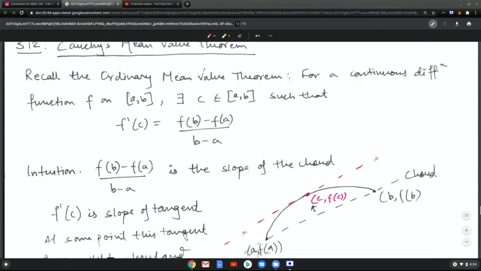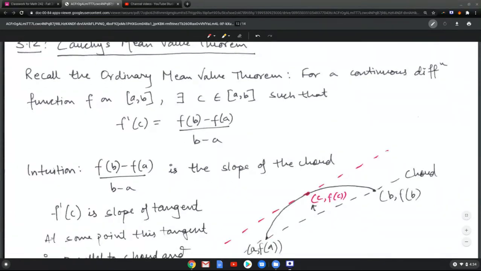The last topic is Cauchy's mean value theorem. Recall the ordinary mean value theorem you saw in Calc 1. If you have a continuous differentiable function on an interval, then there is some number c for which the derivative equals the slope of the chord.